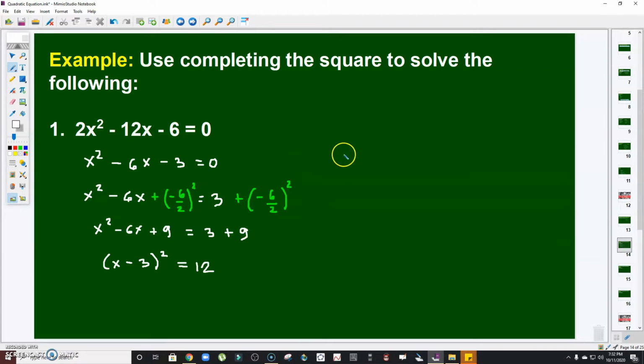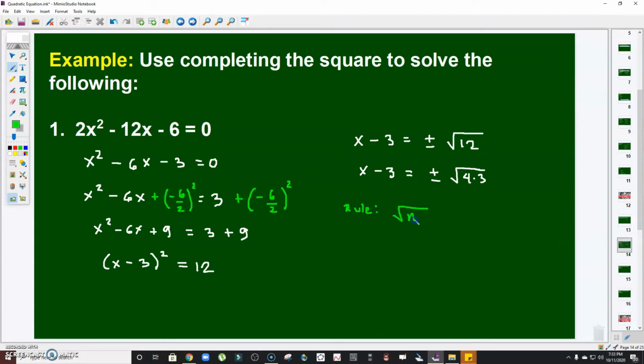Now, extract the square root. So x minus 3 equals plus minus square root of 12. And we know ang square root of 12 is square root of 4 times 3. Right? And take note, we have a rule.